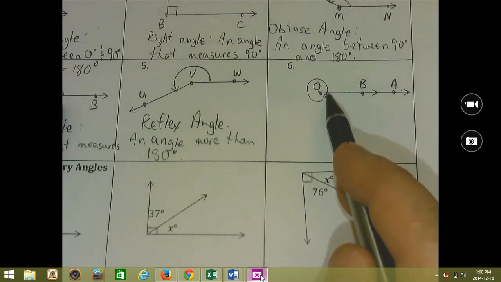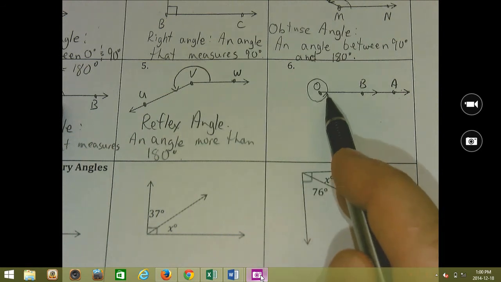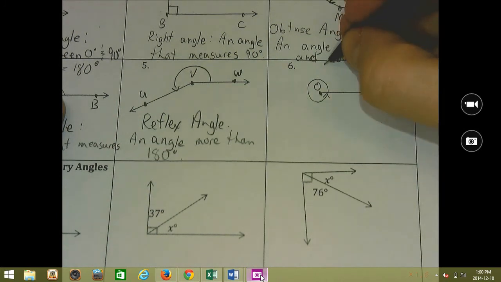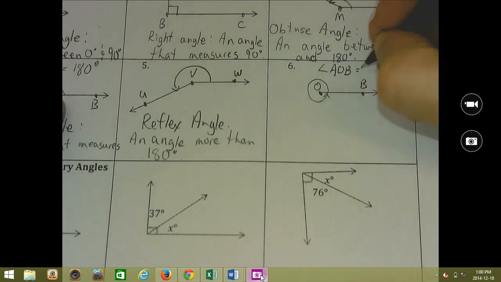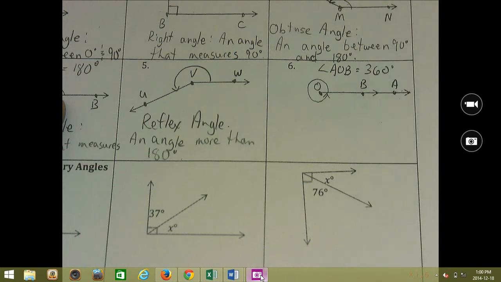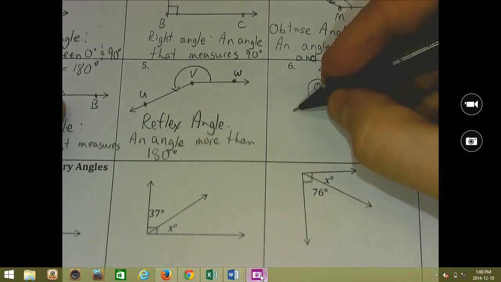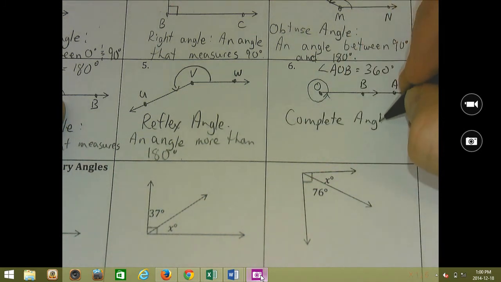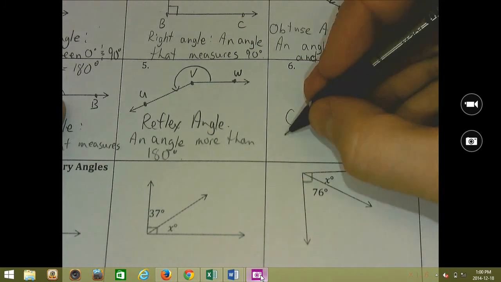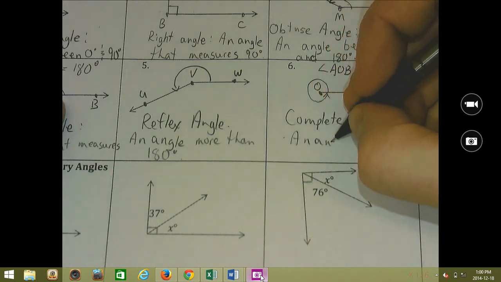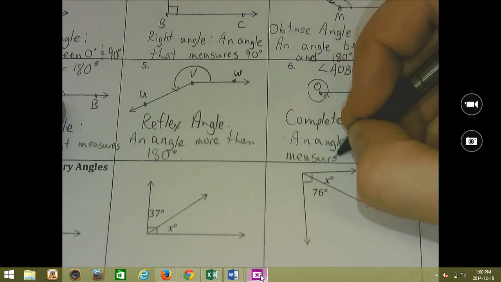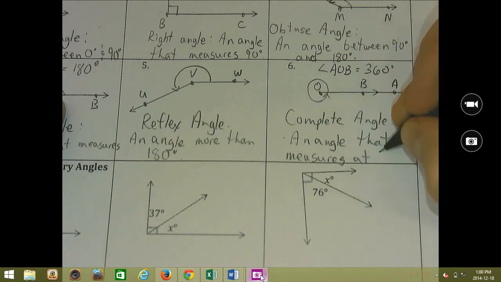But in this case, we're going to look at what's the angle if we go all the way around the long way. Well, that's going to be 360 degrees. So I can say angle AOB is 360 degrees. And we call this a complete angle. And it's simply an angle that measures at 360 degrees.